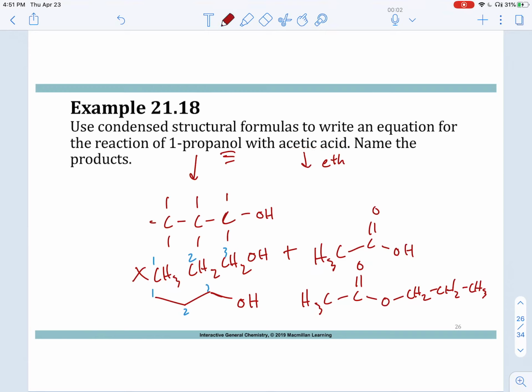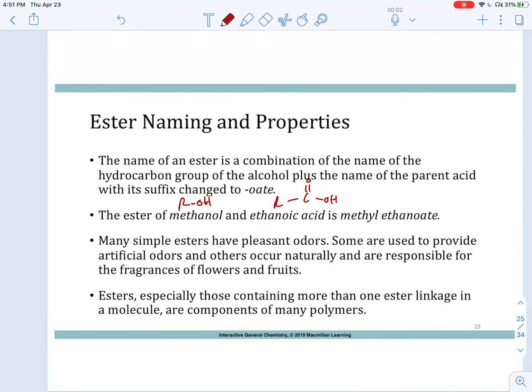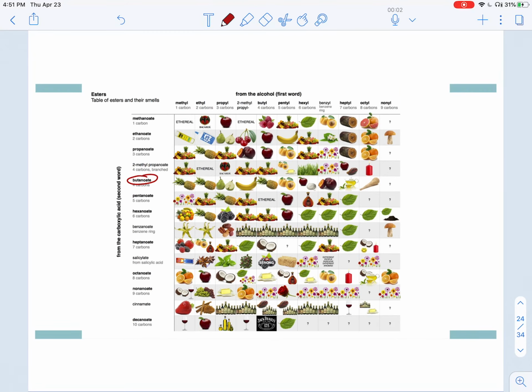So this is going to be some sort of ethanoate. And then what's on the O? What came from that? That is a 1, 2, 3, a propyl group. So we would call this propyl ethanoate. Propyl ethanoate. So now let's look back to this.